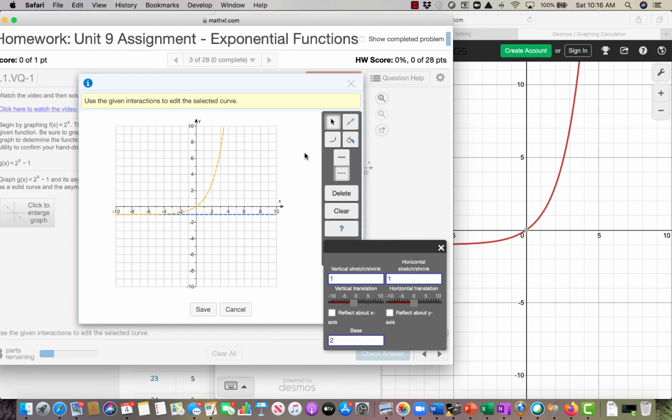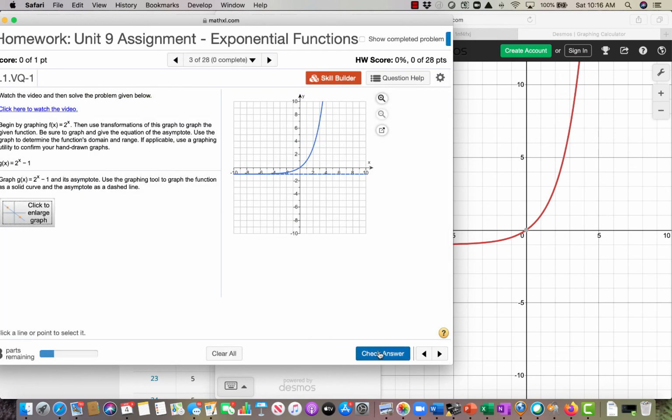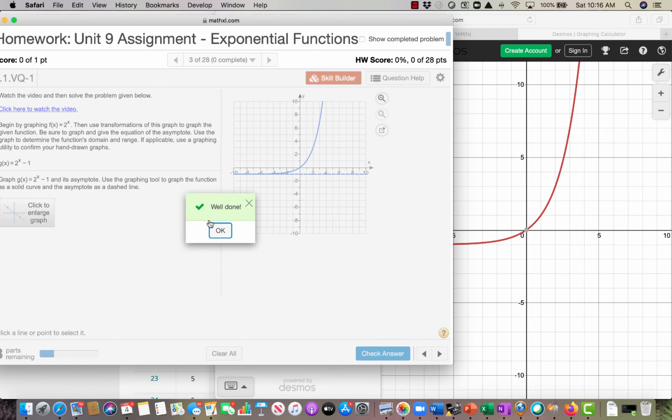The last thing I want to do is change this graph to be solid. So I'm just going to click on it and hit the solid line. So I have a solid exponential graph, a dotted asymptote. I'm going to save. I'm going to check what I have so far, and I'm doing great.